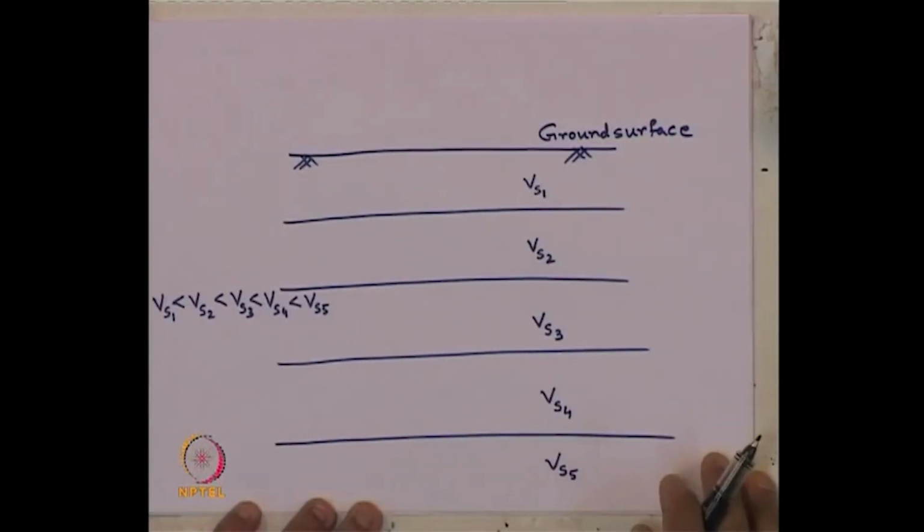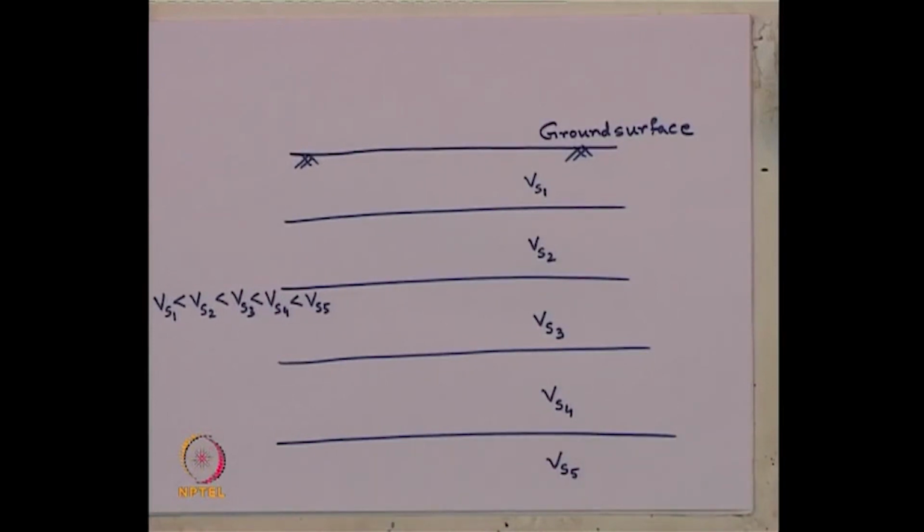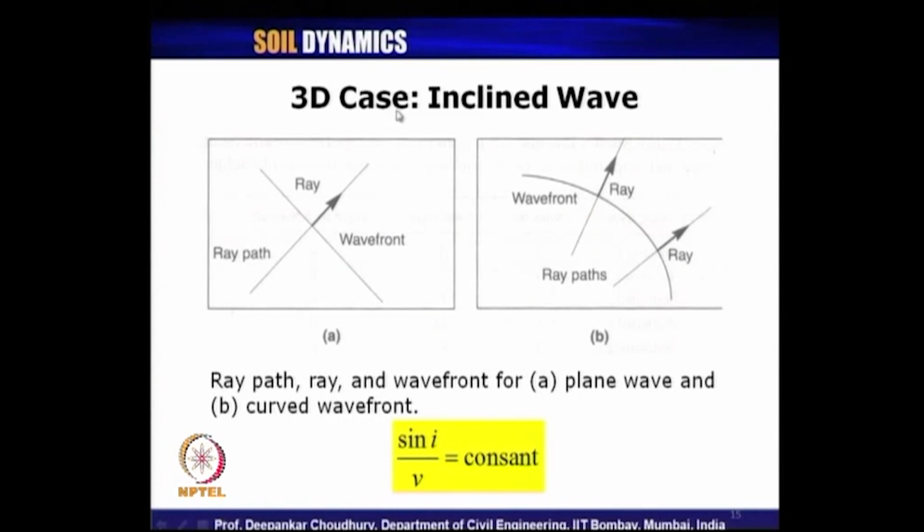Now, what we have seen in the previous lecture is that in case of a 3D inclined wave, when waves are traveling, they must follow the conventional Snell's law, that is, sin i, where i is the angle of incidence with respect to the vertical, divided by v, the velocity of the wave in that particular media, has to be maintained constant.